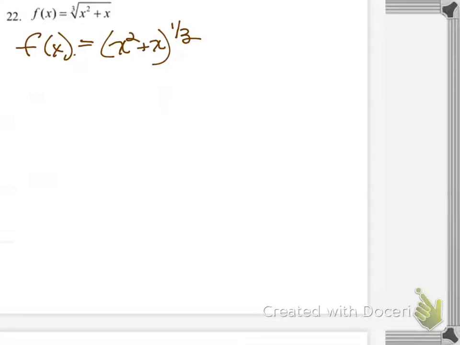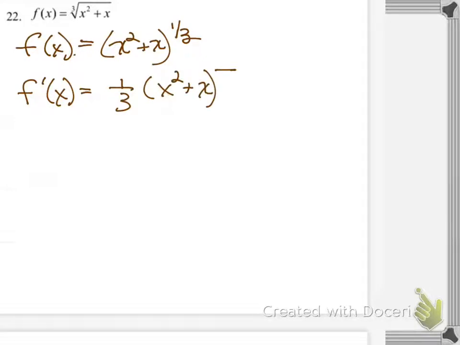It's going to be, again, the power rule and the chain rule. So f prime of x equals 1/3 times x squared plus x to the negative, so 1/3 minus 1, so 1/3 minus 3 over 3 is minus 2/3, times that derivative, which is going to be 2x plus 1.